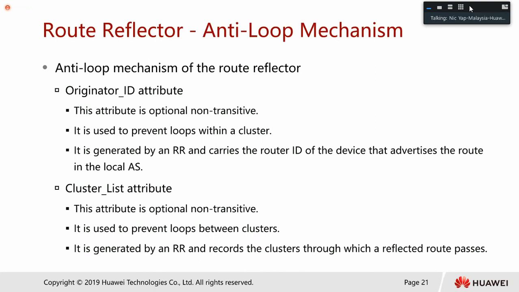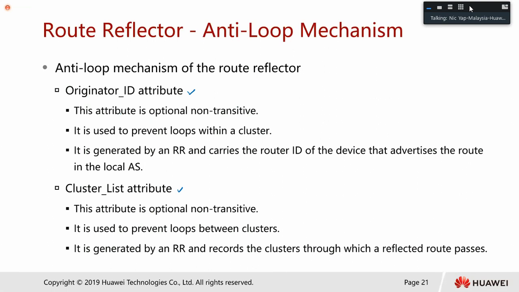Okay, for the anti-loop mechanism under the route reflectors, what we have here is we have an originator ID, we have a cluster list attribute. These are the two methods for us to do the loop prevention within the route reflectors. Okay, within the route reflectors, within the clusters or between the clusters.